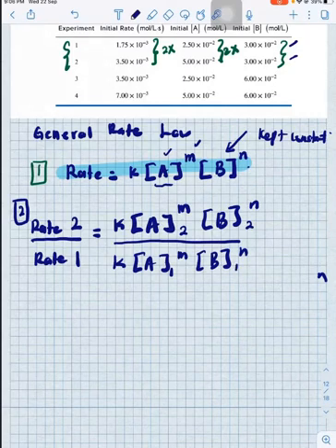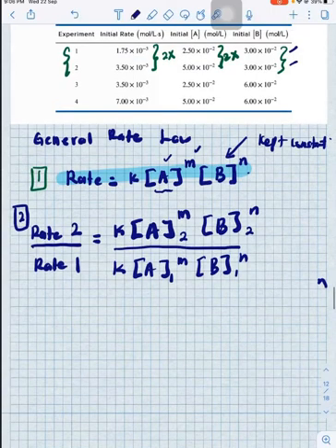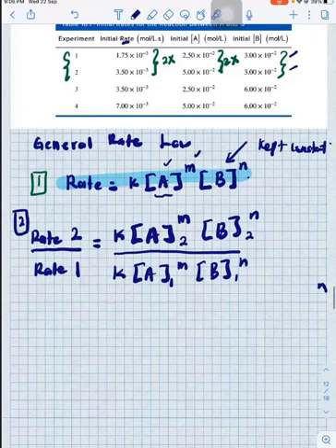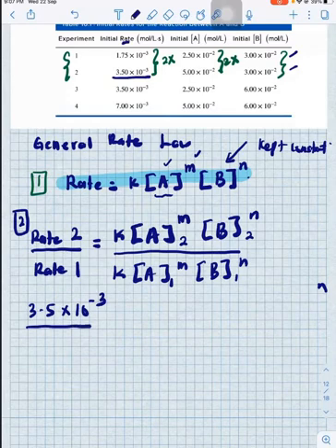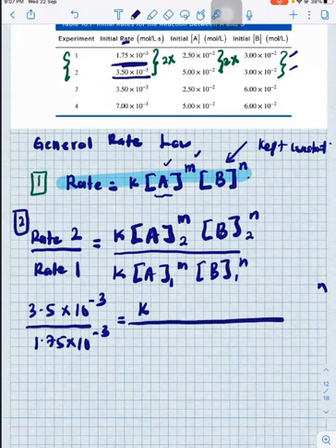So, bila kita dah decide 2 bahagi 1, so you just simply substitute the value. Rate from experiment 2 adalah 3.5 darab 10 kuasa negatif 3, bahagi dengan rate from experiment 1 adalah 1.75 darab 10 kuasa negatif 3. Okay. Concentration of A from experiment 2, yang ni.